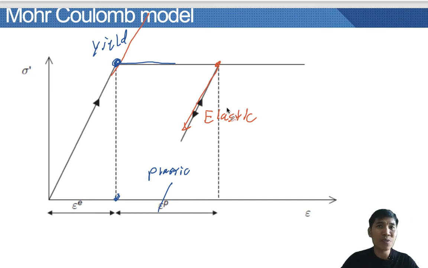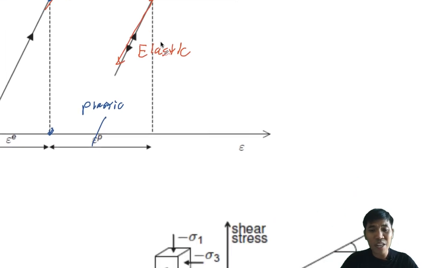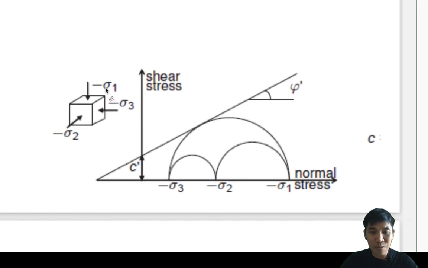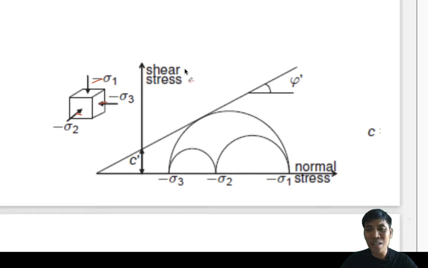Yield is not the same as for concrete or steel. Yield of the soil is composed of several components, something like this. They have sigma 1, sigma 2, and sigma 3. I have to say this model borrows the Mohr-Coulomb failure criterion. Actually, Mohr-Coulomb does not tell where the yield point of the soil is. It tells us where the failure is. But they just borrow the idea of failure, and assume that the yield stress of the soil follows the Mohr-Coulomb failure criterion.